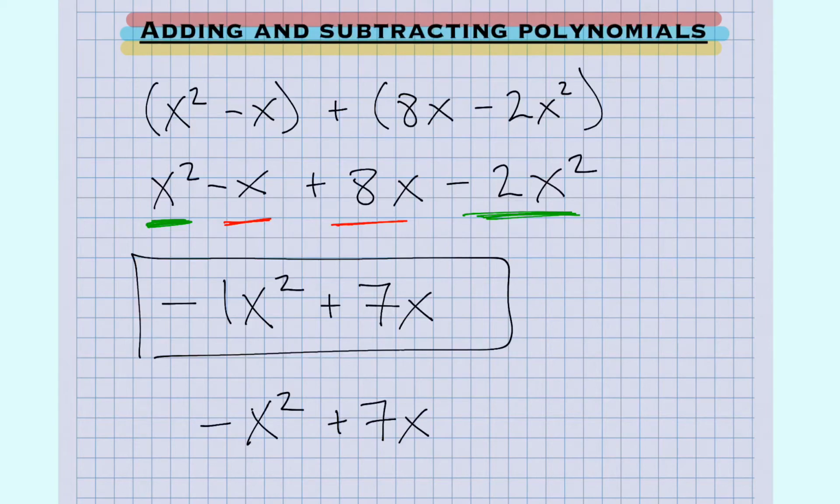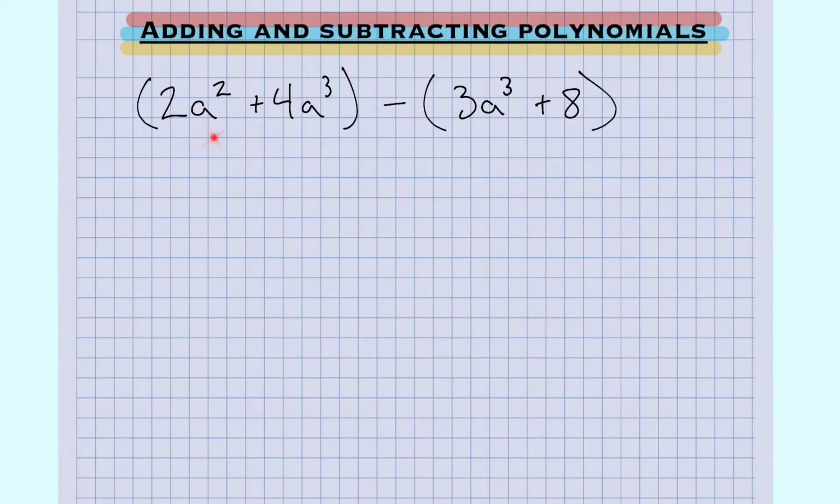This goes back to what I was saying, that there's always an invisible 1. If you see negative 1x squared, it's the same as negative x squared. You don't always have to write this number 1 in. There's an invisible 1 here. We just don't write it because you don't need to. So there's our answer for the third one, negative x squared plus 7x.